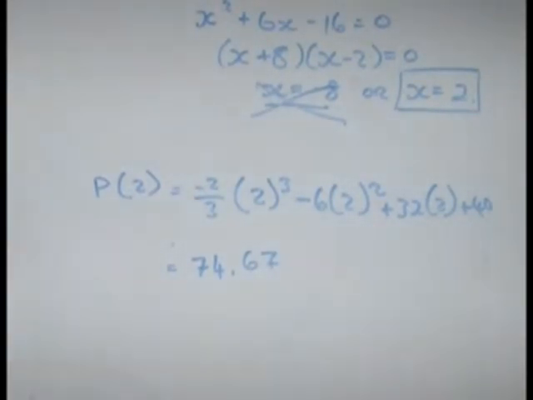Now, I did not give you any parameters, whether it was per day or per week or per hour or anything like that, so you just need to leave your answer as is. If I had to say that this was profit in thousands per month, you would then have to say 74,670 Rand per month. But like I said, I did not give you any parameters on this one.